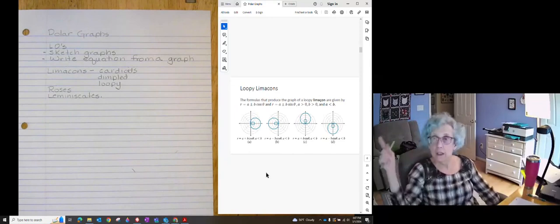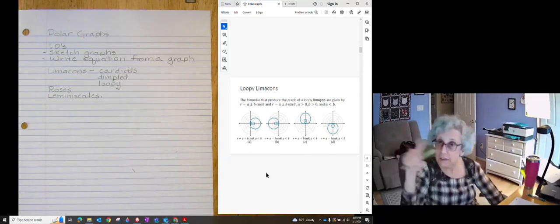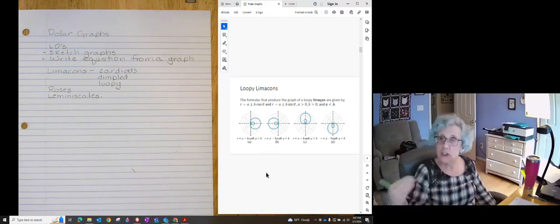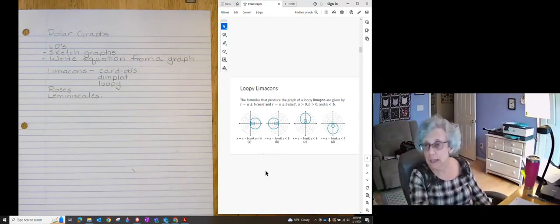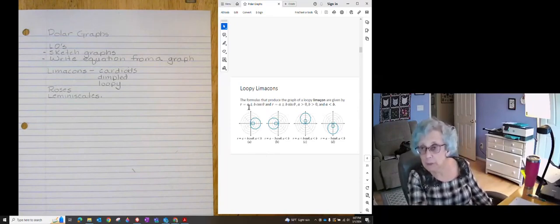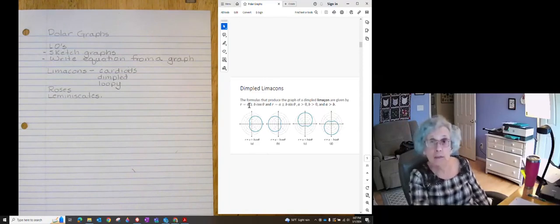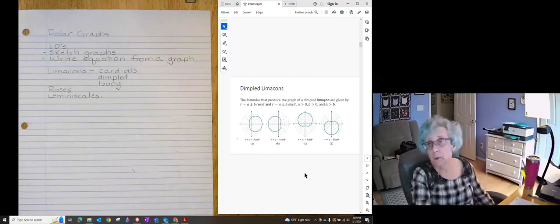And then loopy limacons have a little loop-de-doo in the middle. Same formats, it's just different relationships between A and B. If your plain old number is smaller than your coefficient, you get a loop. If your coefficient is smaller than your number, then you get a dimple.